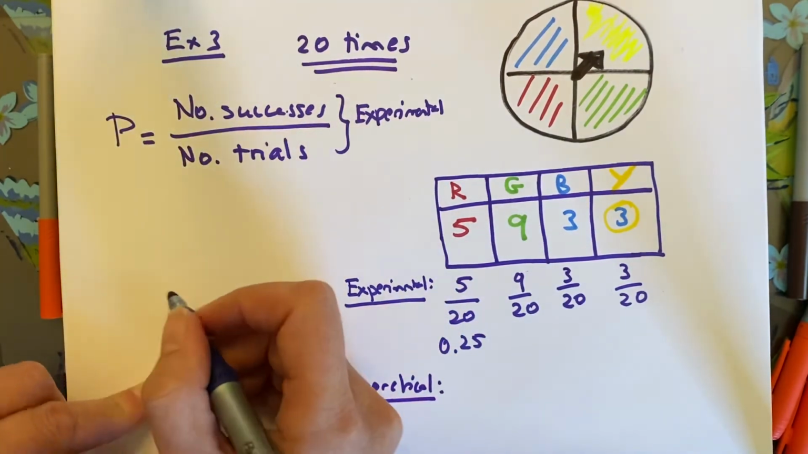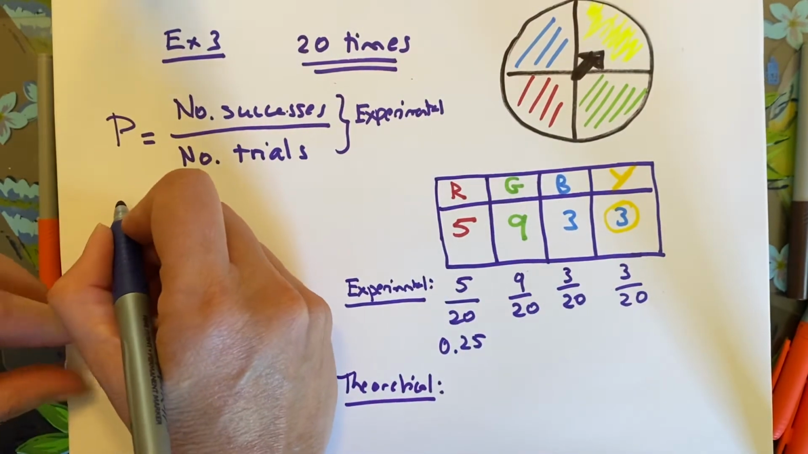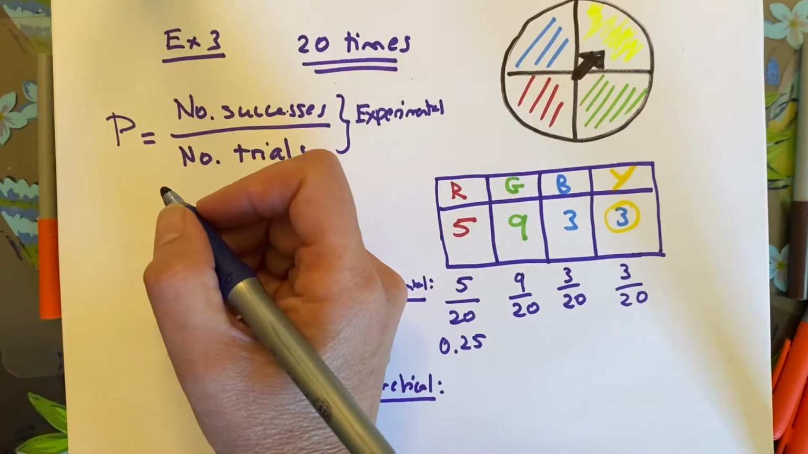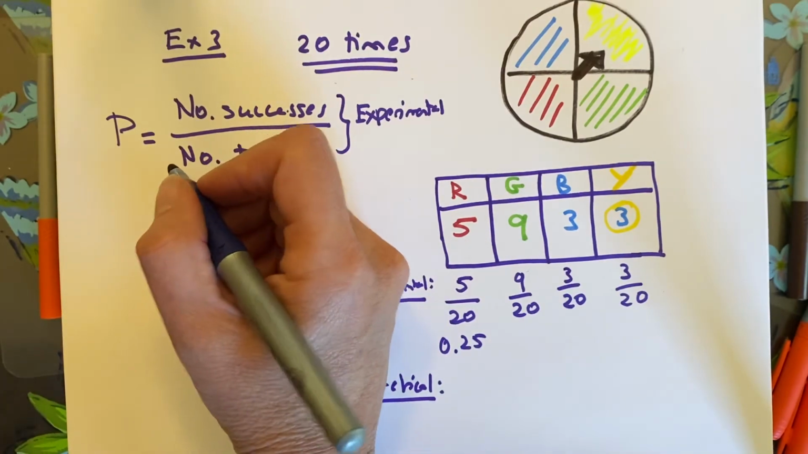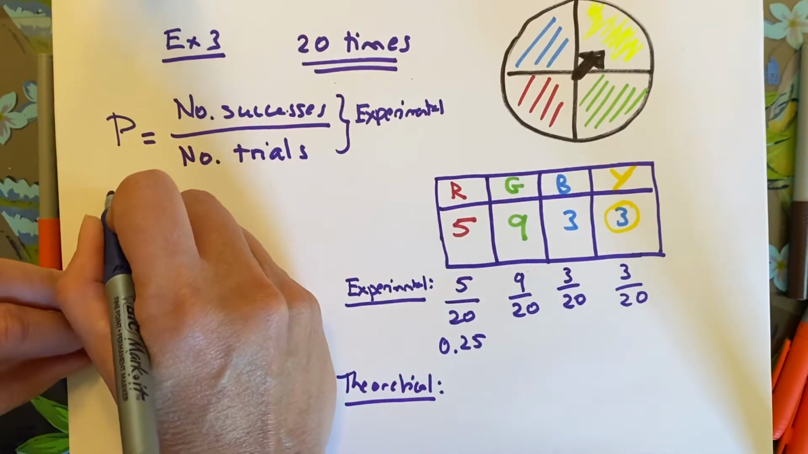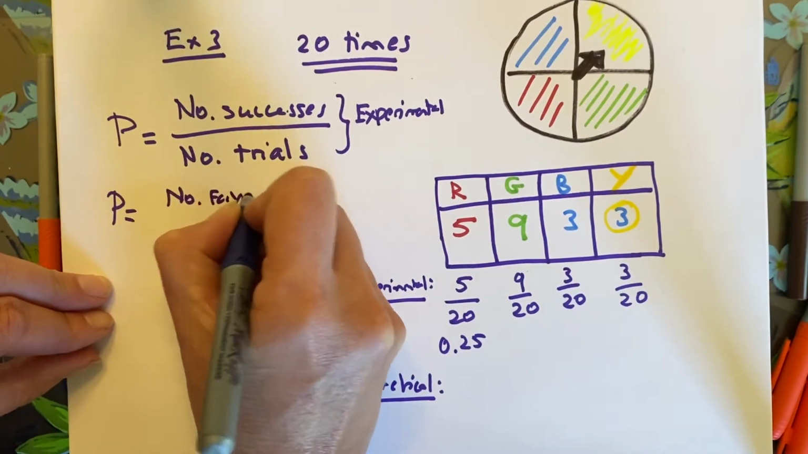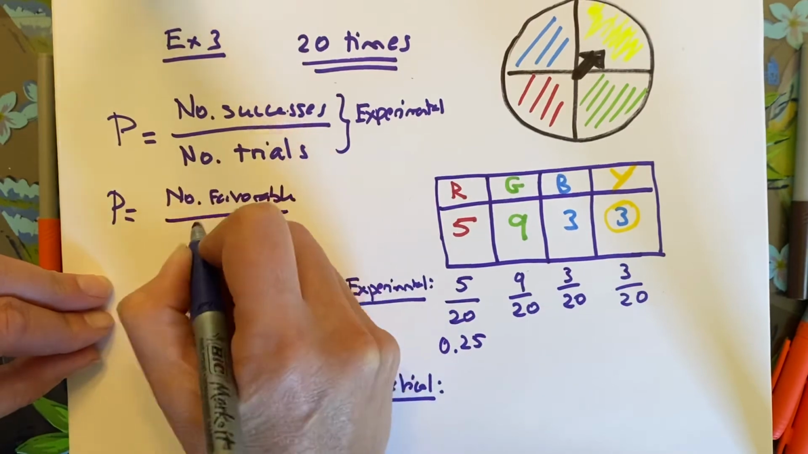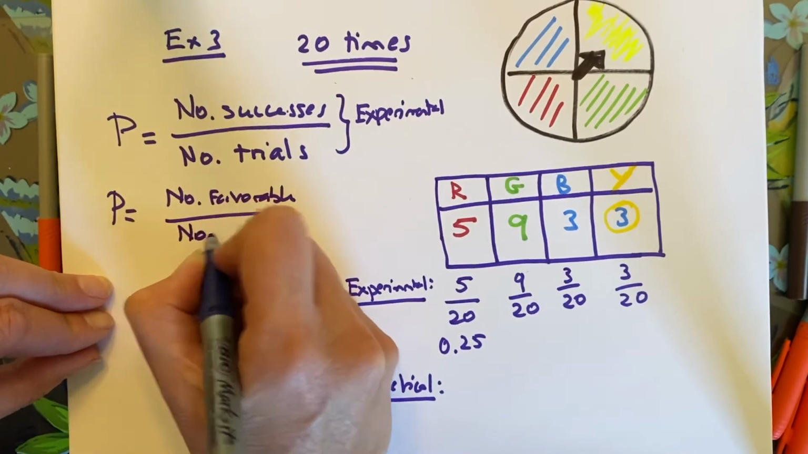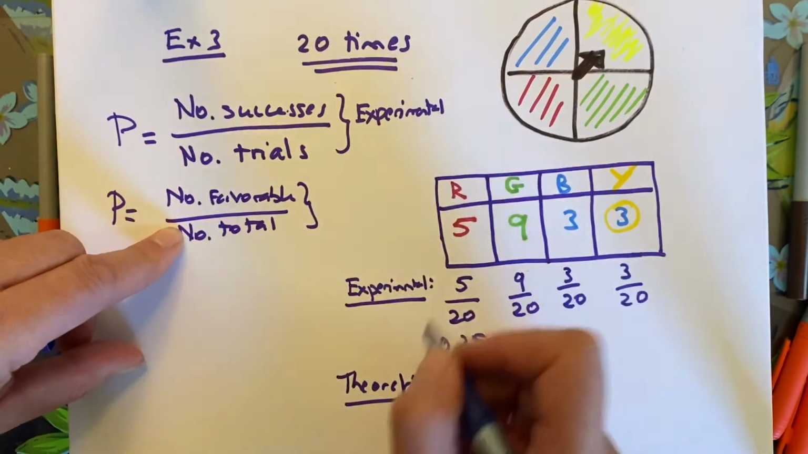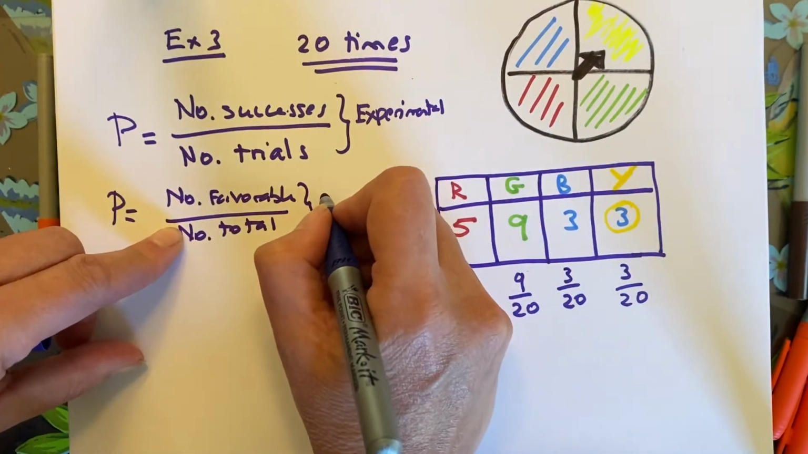Well, theoretical, if you remember, was the number of favorable outcomes. So P equals number favorable over number total. In other words, the number that the color you want over the total. So this is theoretical.